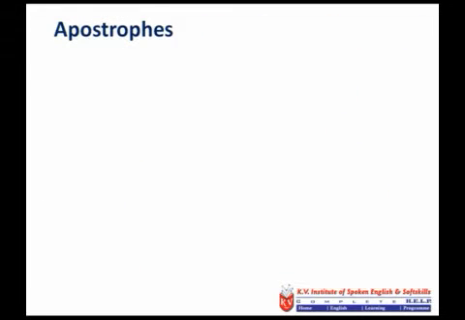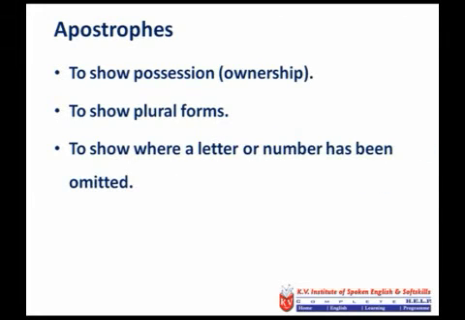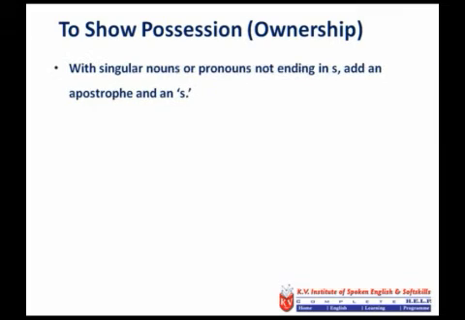The apostrophe is mainly used in 3 ways: to show possession or ownership, to show plural forms, to show where a letter or number has been omitted. You need to use an apostrophe to show possession. With singular nouns or pronouns not ending in s, add an apostrophe and an s.